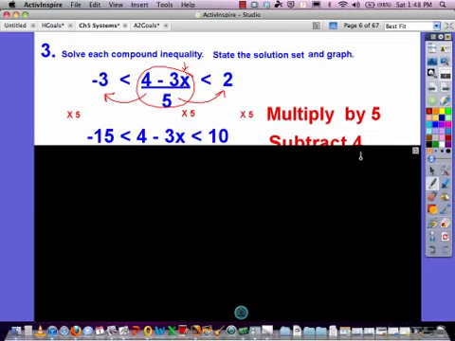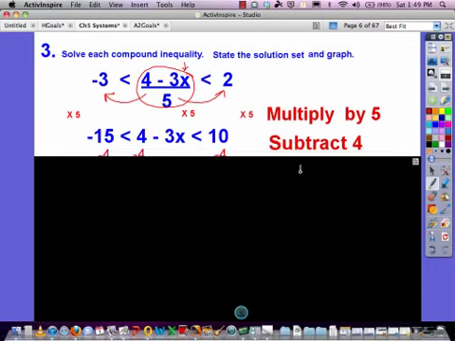So I said first, go ahead and multiply by 5. Notice the fraction's gone. I have 4 minus 3x is all that remains, but now my numbers are 5 times bigger. All right, look in the middle there. If I was going to continue to solve this, I would have to get rid of that 4 next. The 4 is positive, so to undo the 4, I would subtract 4.